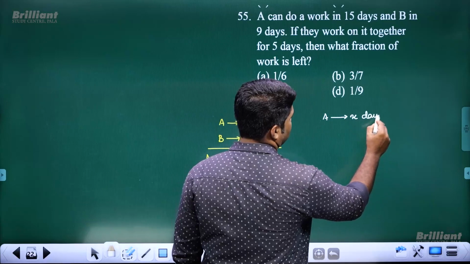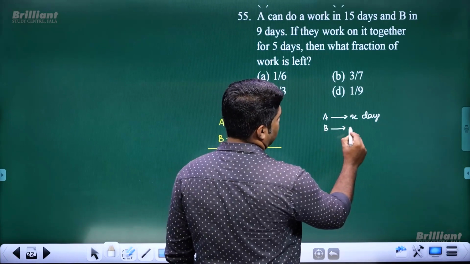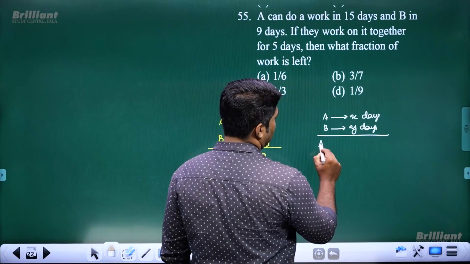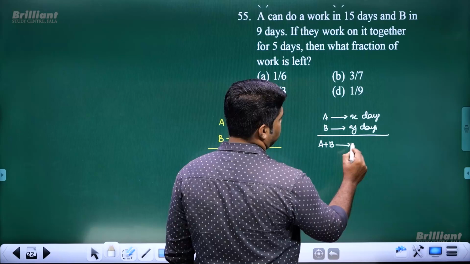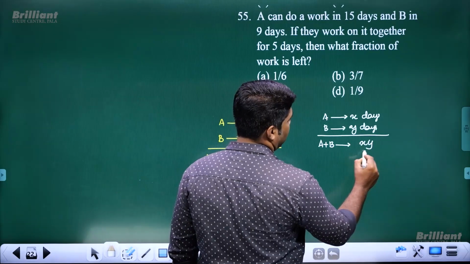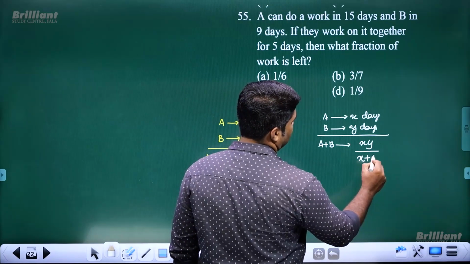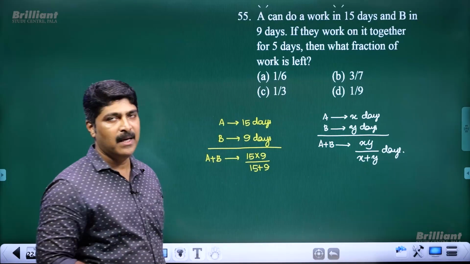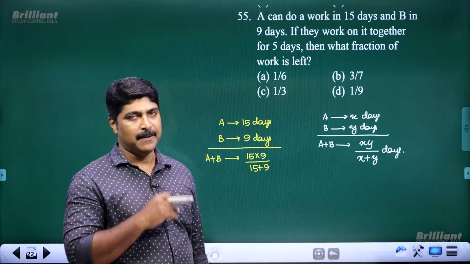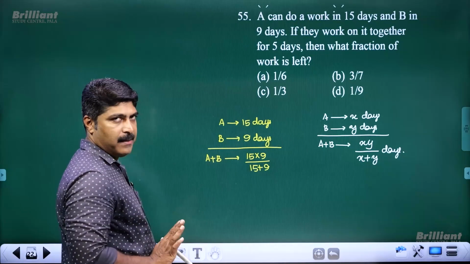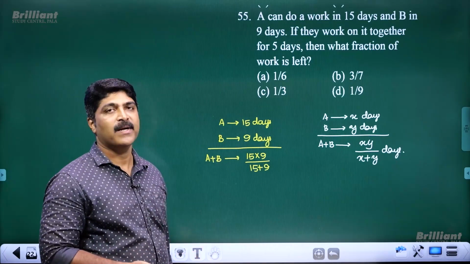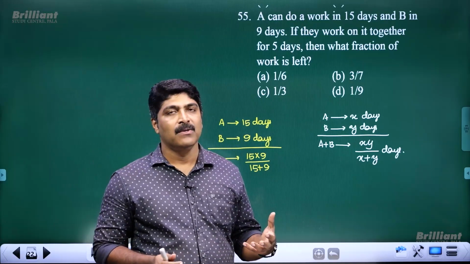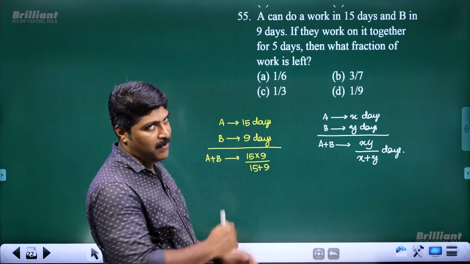A can complete a work in x days, B can complete the same work in y days. Then A and B together take x into y by x plus y days. Right. Clear? So, we are applying that result here. So, what is this result actually? What is this output? That is the total time taken by A and B together to finish this entire work.